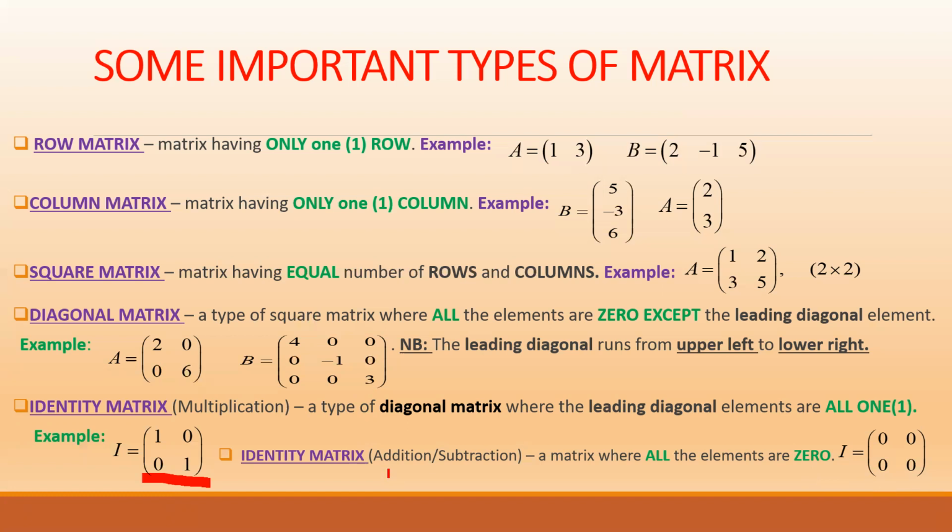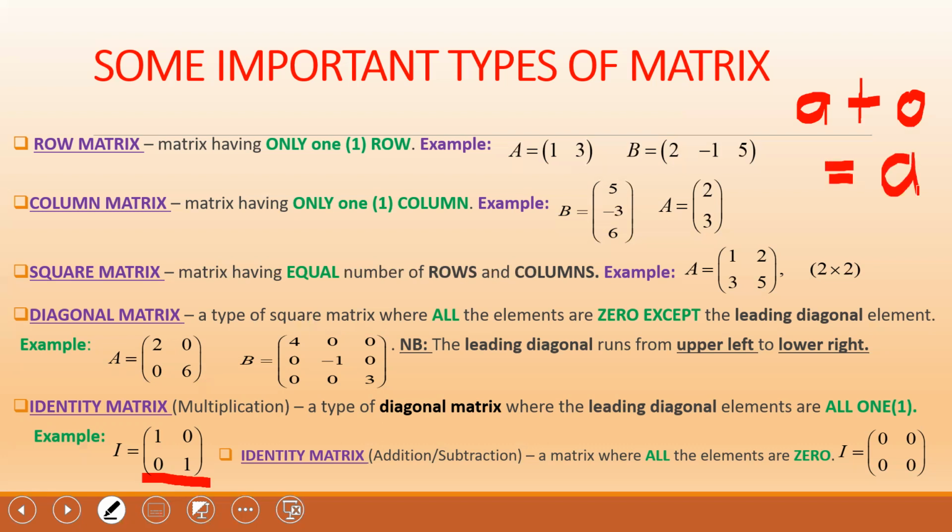So that's why it is called identity, right? To explain that, let us say we have the letter A, and we add A to 0. When we add A to 0, we're going to get back A. So it means that 0 is the identity number for addition.